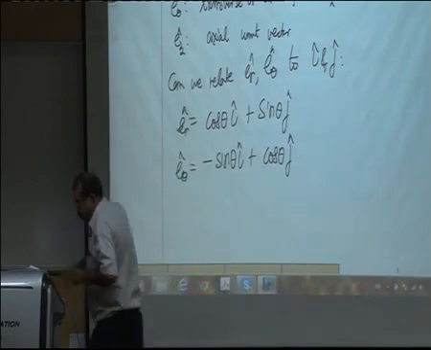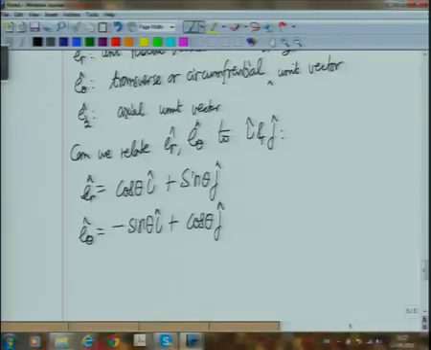Okay. Now, let us do one more thing. Since we have already done ER and E theta, let us find what is dER by dt. Let us take the derivative of this vector with respect to time. Now, as the point P moves, what changes? R changes, theta changes. Unit vectors i, j, k will not change. So, now when I differentiate this, theta could change.